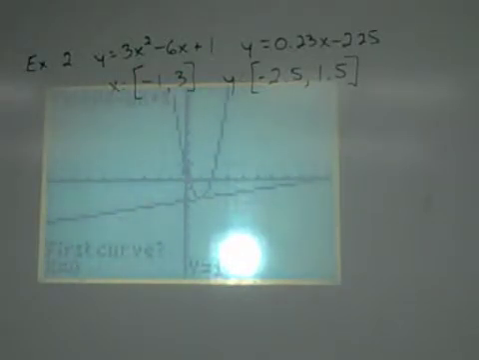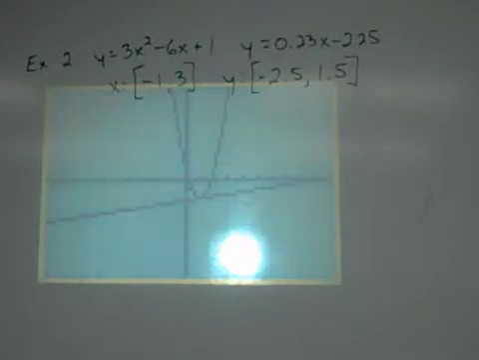Notice that it asked me for my first curve. Now right now you can see the cursor is on that parabola. And I just need to select the parabola as my first curve. So I'm going to hit enter. Notice that now it asks for the second curve. It already jumped down to the line. So I can just hit enter again, and I don't want to guess, just like before.